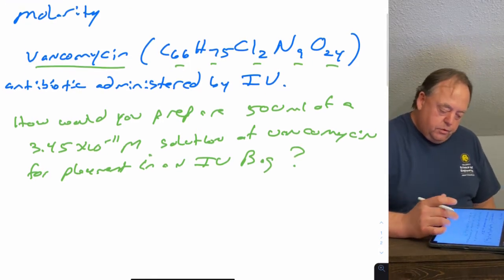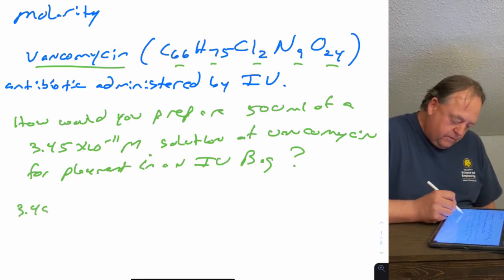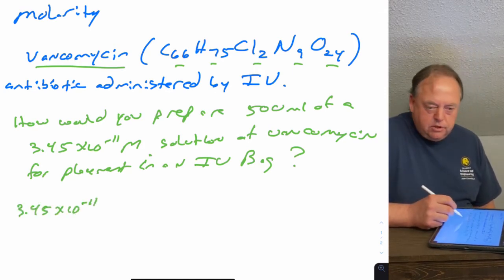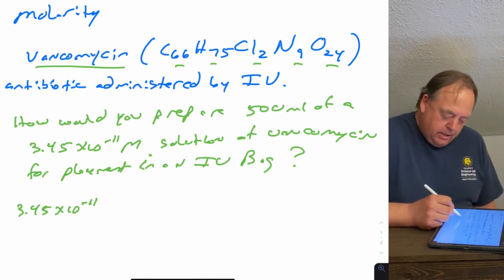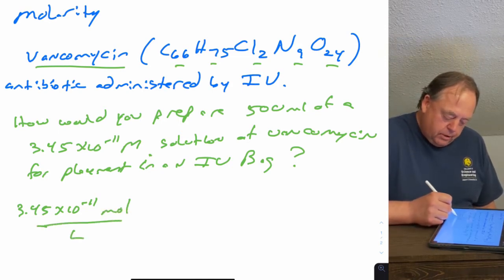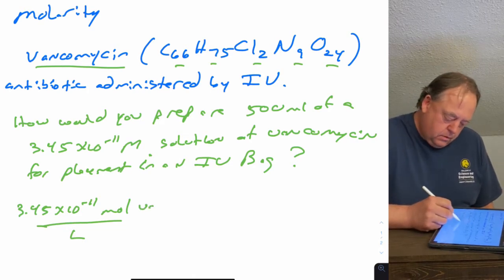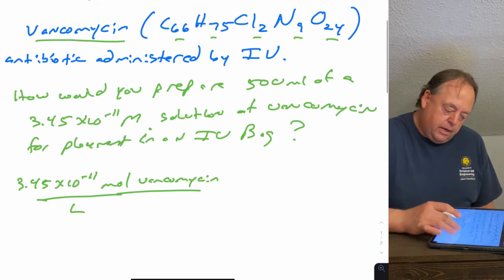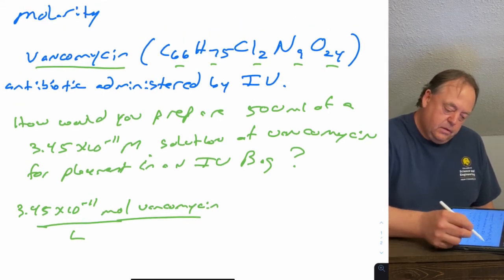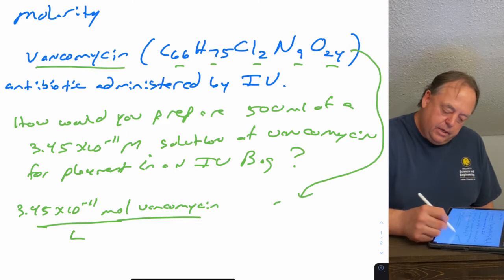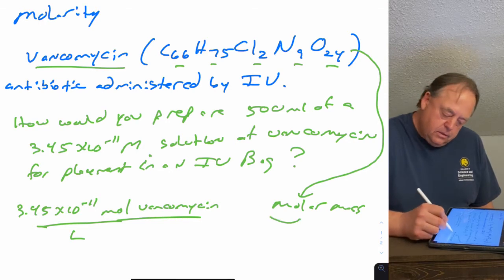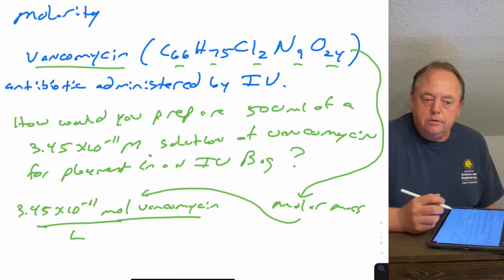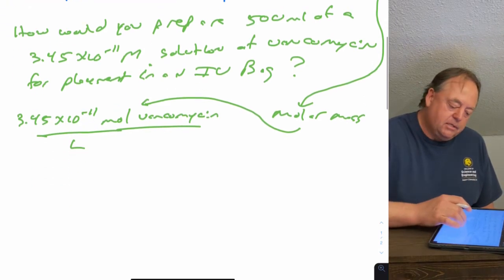Okay, so if you want to do this calculation, anytime you see capital M molarity, you should write that as moles per liter instead. If you want to get the moles of vancomycin, you're given the molecular formula, so you can take the molecular formula and calculate its molar mass. And once you have molar mass, then you can convert to moles. So the first thing you would need to do is calculate the molar mass of vancomycin.